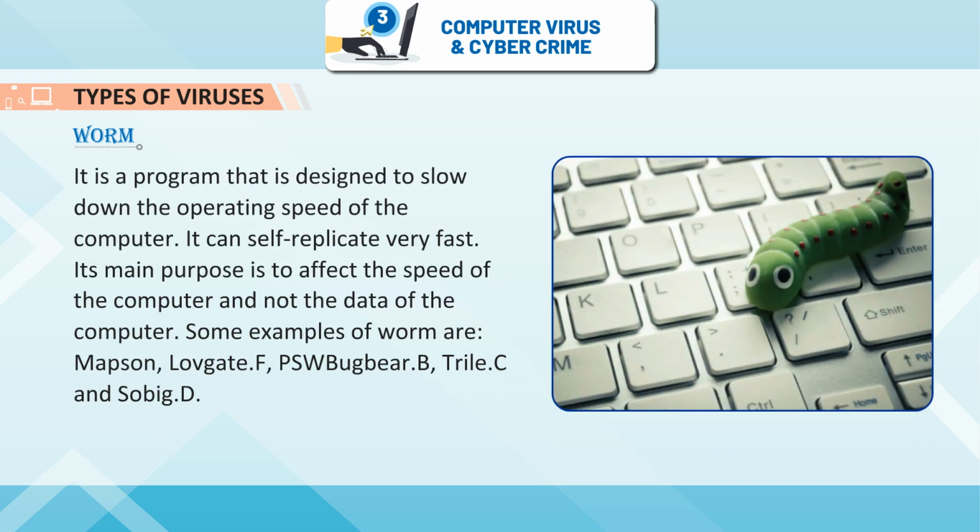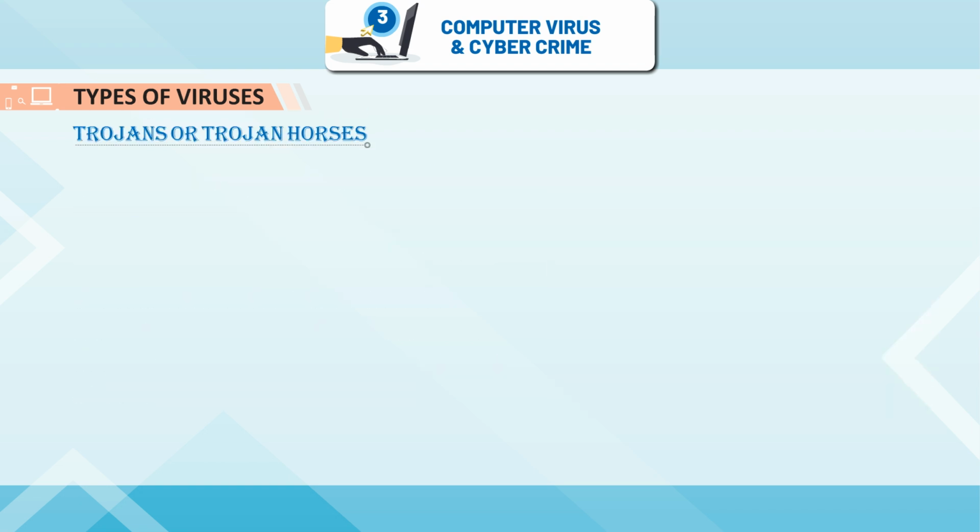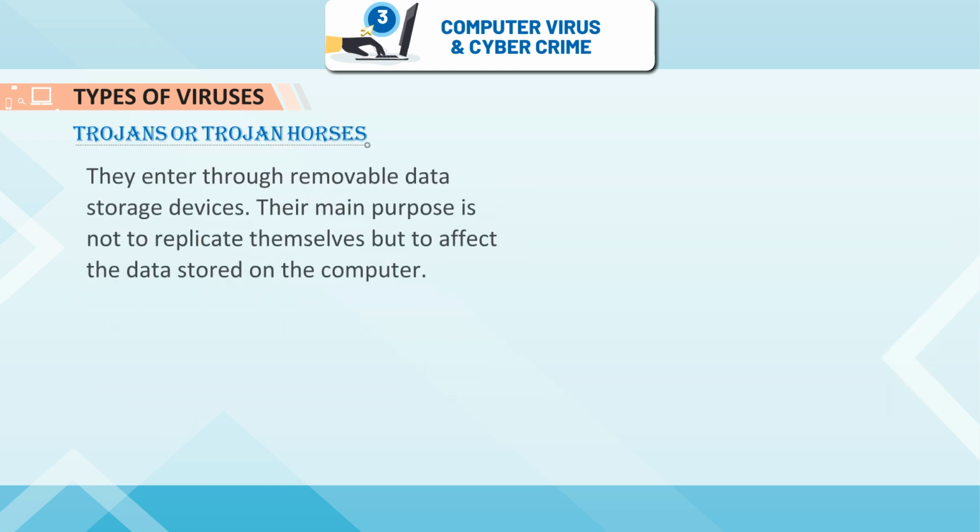Worm. It is a program that is designed to slow down the operating speed of the computer. It can self-replicate very fast. Its main purpose is to affect the speed of the computer and not the data of the computer. Some examples of worm are Mapson, Lovegate.f, PSWBugbear.b, Trilly.c, and Sobig.d.